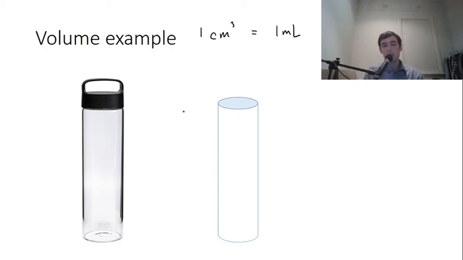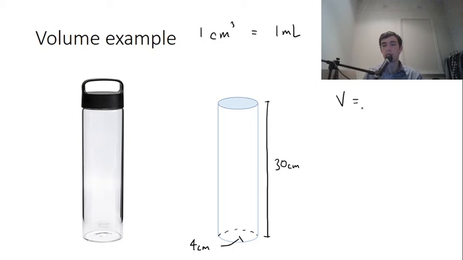So, let's say we assume that this drink bottle is like a cylinder, which is a type of prism. A cylinder, I guess you could say, is a circular prism, because I've got a circle at the base, and that's stretched out to make a prism. So let's say I measure that the height of this cylinder is 30 centimeters, and the radius of the base is 4 centimeters.